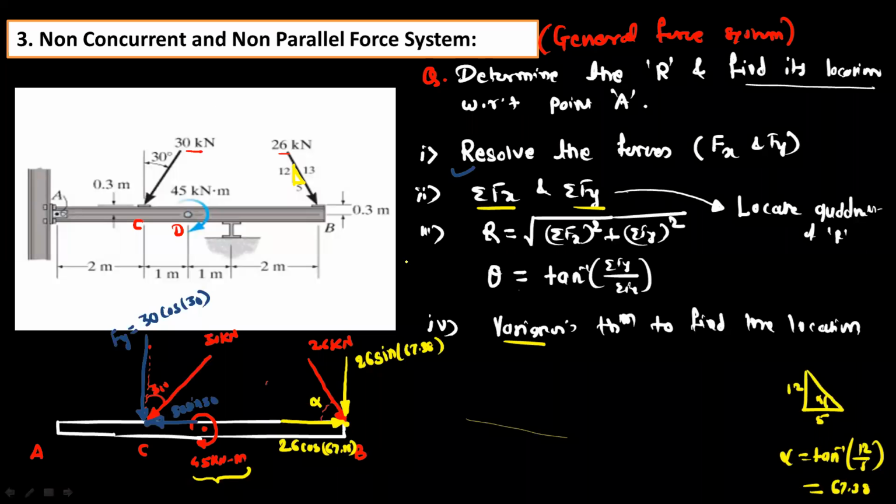So the next step is to take summation Fx. Write this equation. Take summation Fy. You will get some positive or negative answer. After that, locate the quadrant. And then find out the resultant and its angle. So try to complete this as homework. Otherwise, we will solve this in the next lecture.